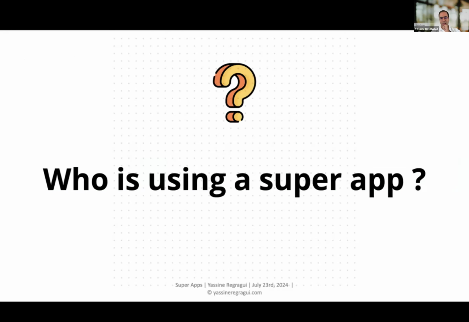First and foremost, I would like to ask you a question. So among the 2.3 thousand participants, please, could you tell if you are using or not a super app, if you are an Alipay user, or a WeChat user, or a Grab user, or a Careem user, or any super app you think about? Feel free to respond to this poll that just appeared.